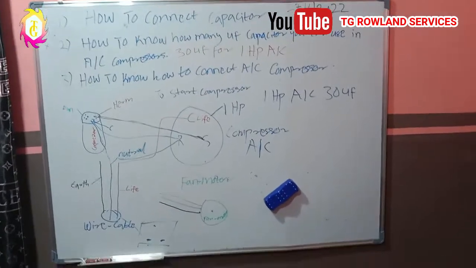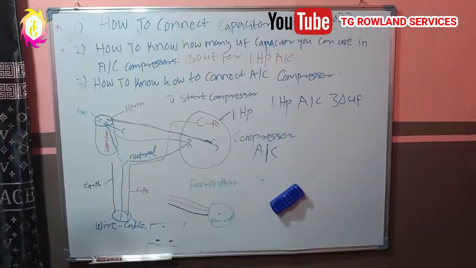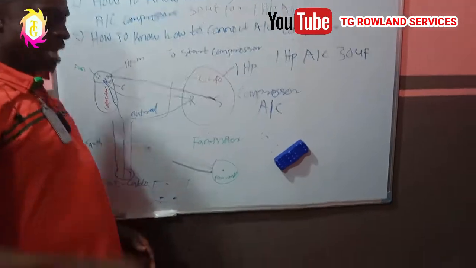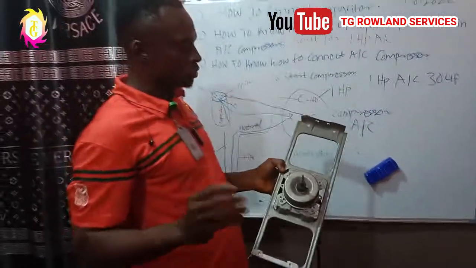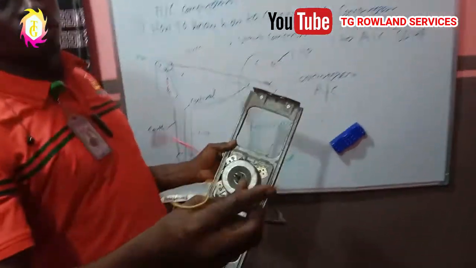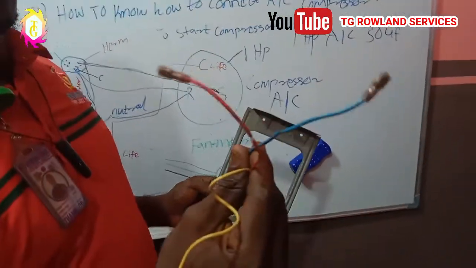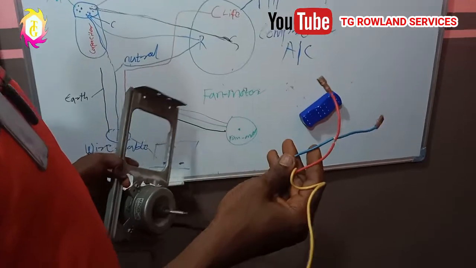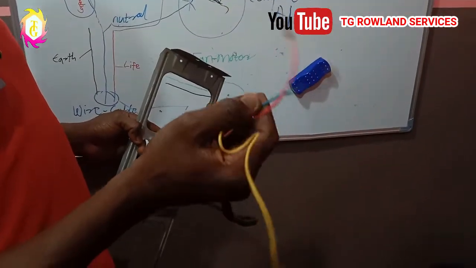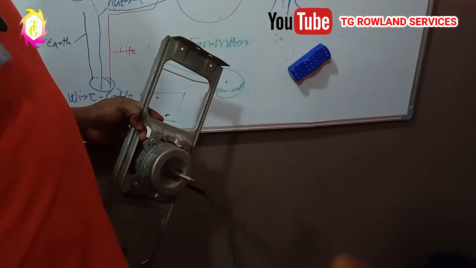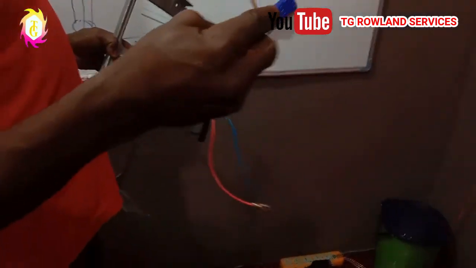Alright, when you watch down there, we have a fan motor. I want you to understand the practical aspect of it. When you watch closely here, we have three wires. This is the common and this is the running. And this will be the starting.